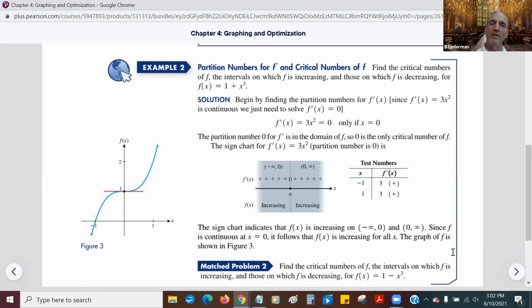Yay. By the way, this is an example. We said that a horizontal tangent will have a slope of 0, a derivative equal to 0. But here's an example where the derivative is equal to 0.